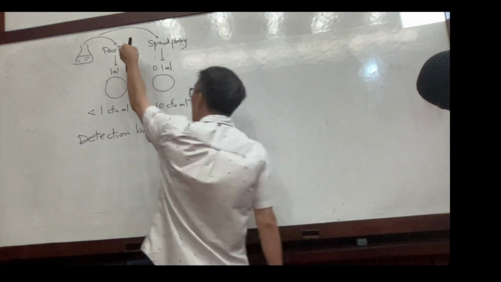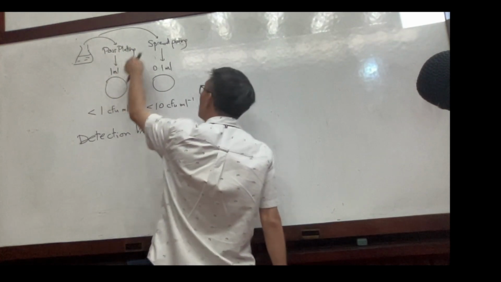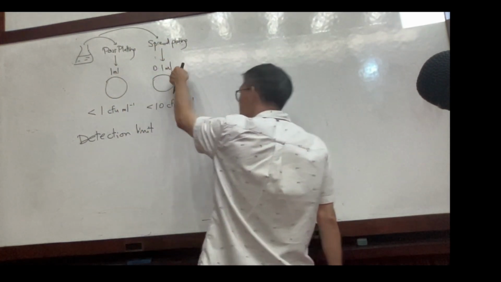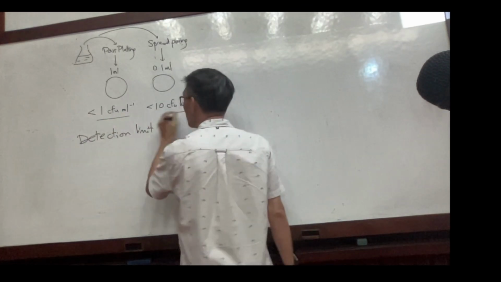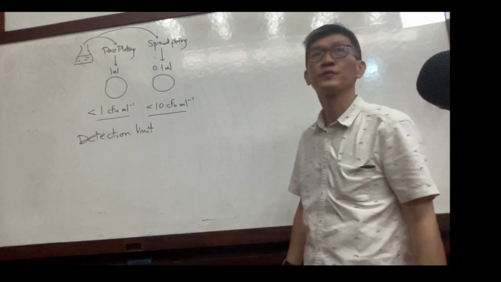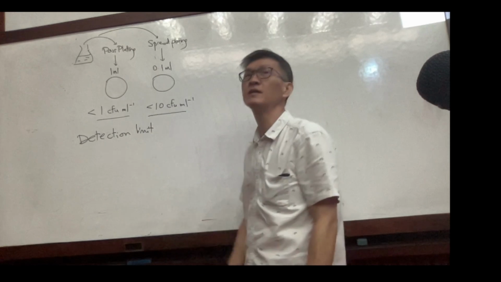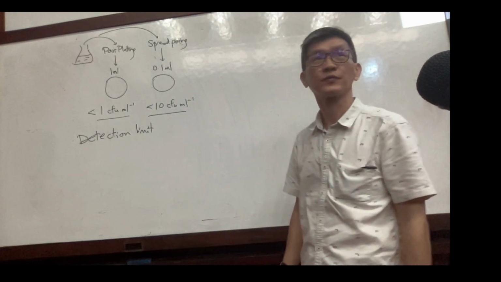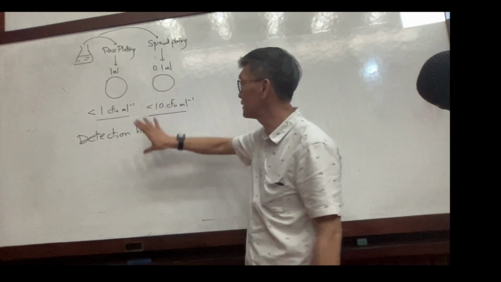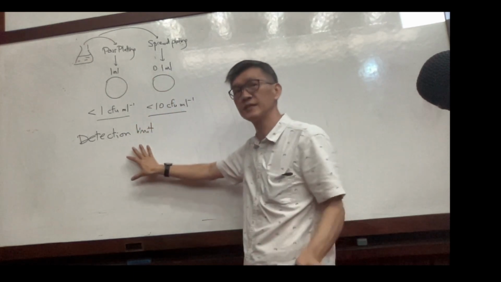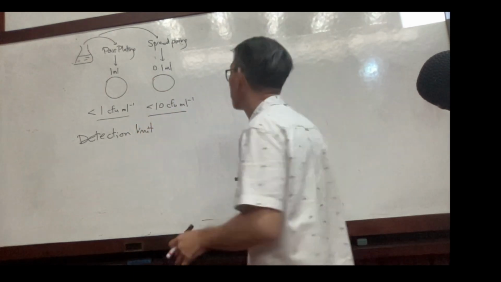So when you do pour plating, it's 1 ml. Spread plating, the usual inoculum is 0.1 ml. So this is the lowest that you can go. So these are the detection limits. Okay, so that's why pour plating and spread plating, we don't usually use for clean waters.